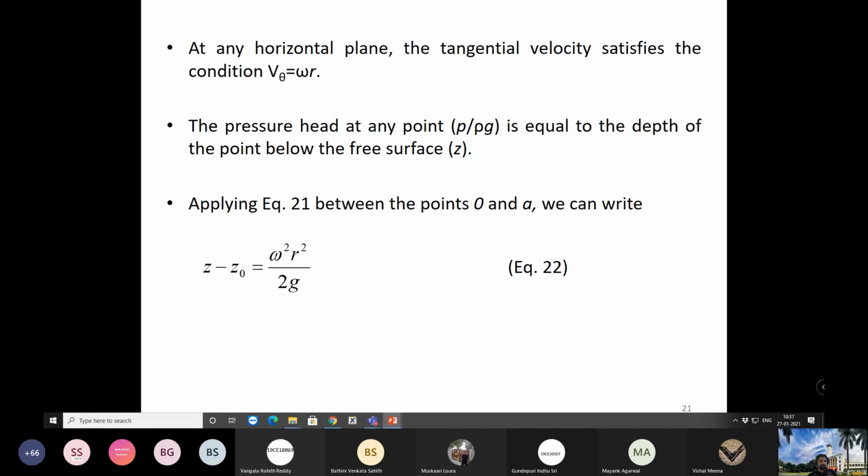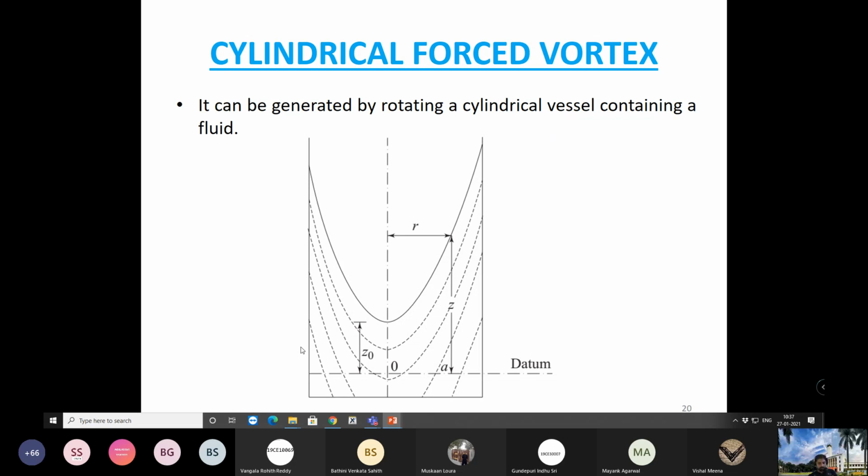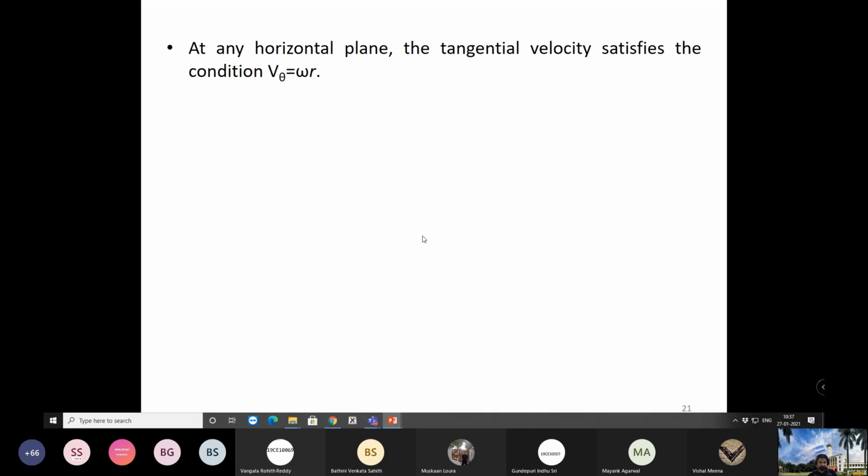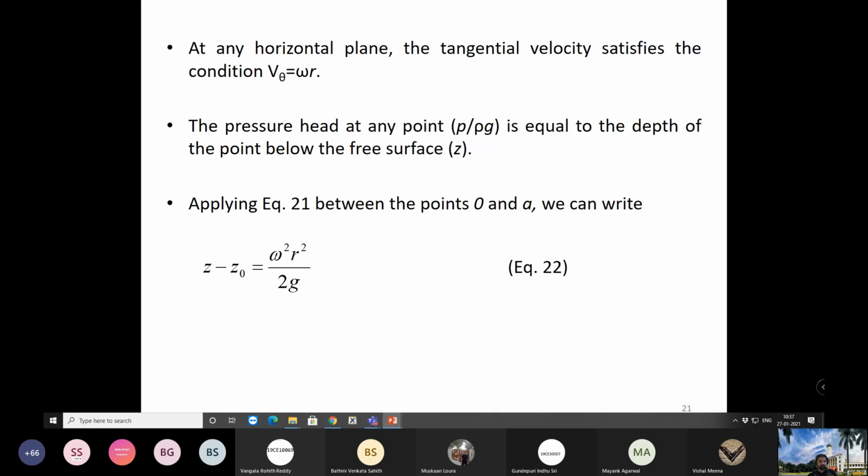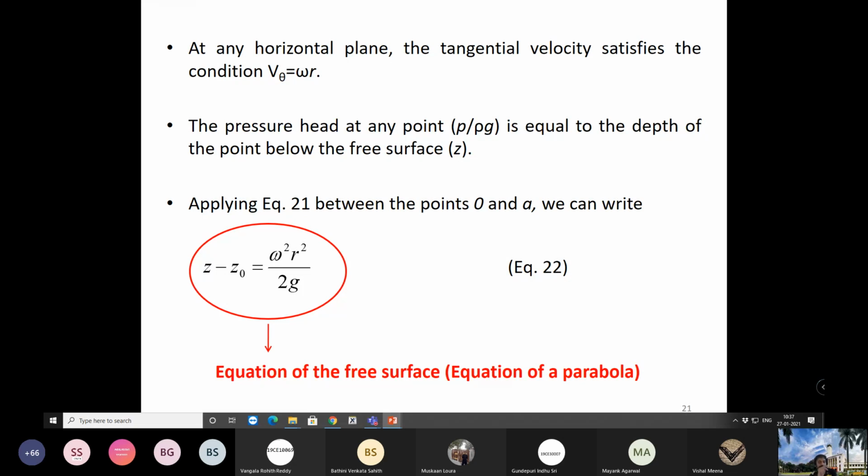So we get Z minus Z naught is equal to omega square r square by 2g, because here r is 0. At point 0, radius is 0, but at point A, there is r. So Z minus Z naught is equal to omega square r square by 2g. Now this is the equation of the free surface for the rotating cylinder, forced vortex, forced because we are rotating it using an external force in the lab. And you see the free surface of the liquid is a paraboloid in this case.